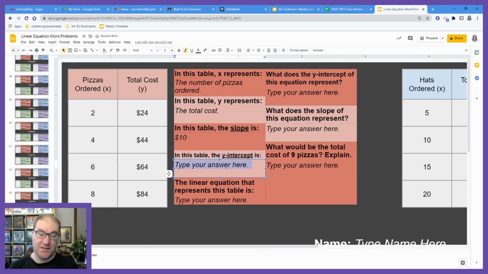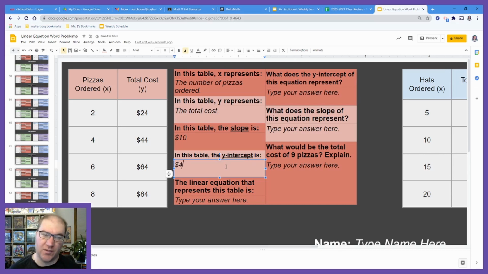The Y-intercept is how much it would cost to buy 0 pizzas. So I'm going to look at that top row there. I'm buying 2 pizzas. And if they're $10 each, the slope is $10. They should be $20. But the total cost is $24. That must mean that the Y-intercept is $4.